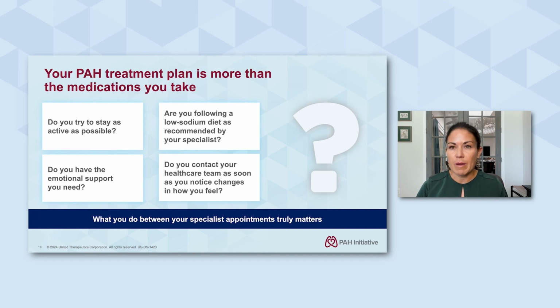Something that we don't talk about enough is mental health and emotional support. Having a team around you, a care team, friends, family, support groups, all of that is essential to your well-being. So we're going to talk a bit about that.